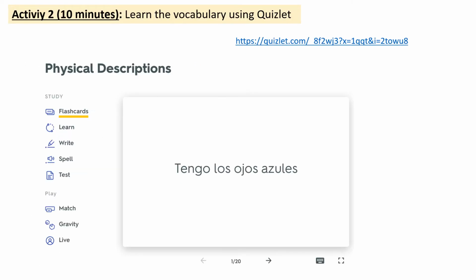Continuamos. Okay, chicos, so now I'd like you to do some vocabulary learning using Quizlet. Please do the learn, write and spell sections first, followed by the match and gravity games, and finally the test. Please remember to send a photo of your score. Please now pause the video and follow the link to Quizlet, which is on class charts.